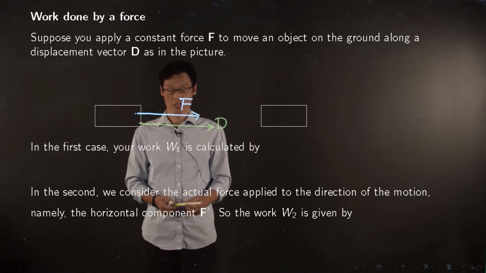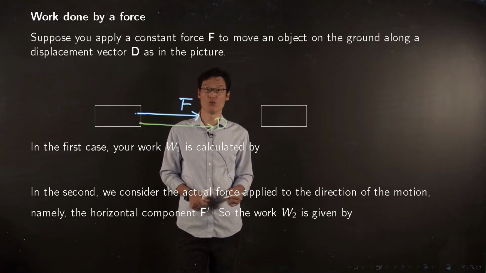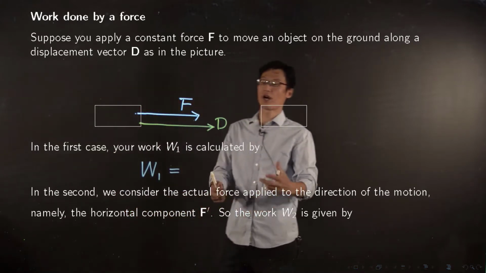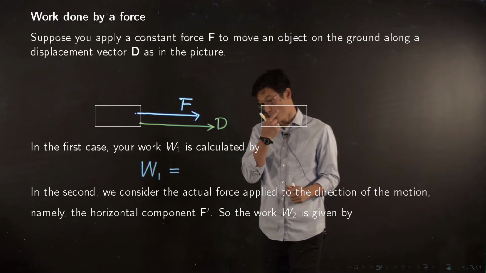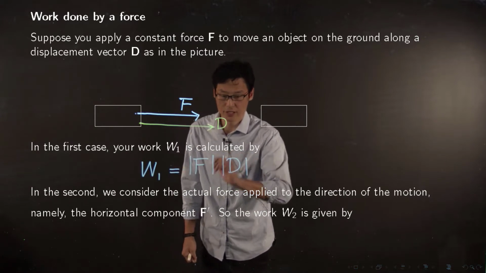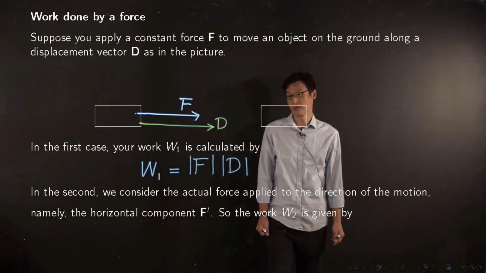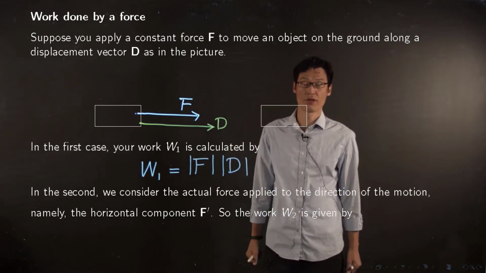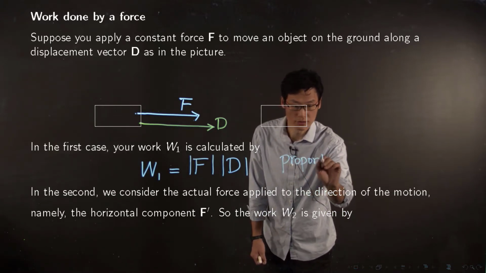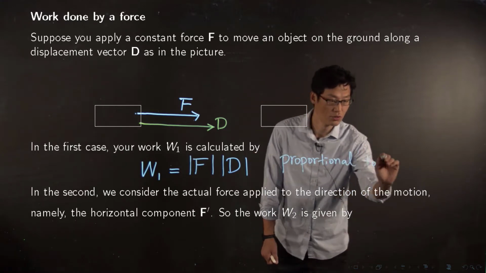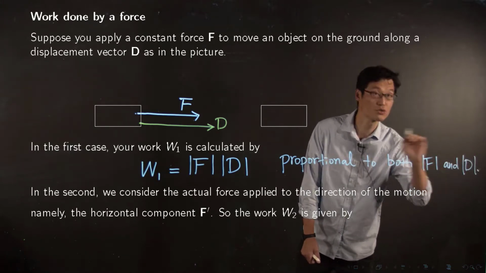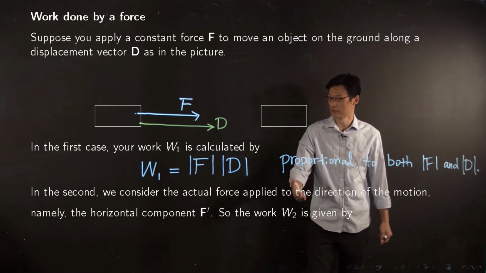So in this first case, it's not difficult to calculate the work, W1. Well, the work is a certain scalar, non-negative scalar. So for this work, we can take magnitude of F and then magnitude of D, and then you can simply take the product. The reason is, well, this work is proportional to both F and D. So that's why we can take this product to find the work.